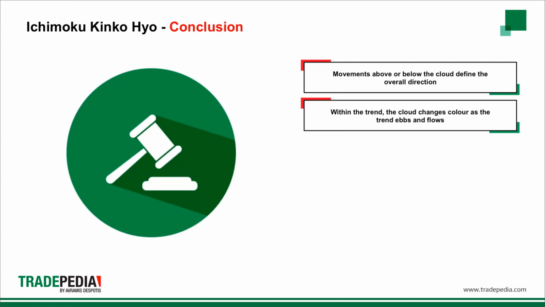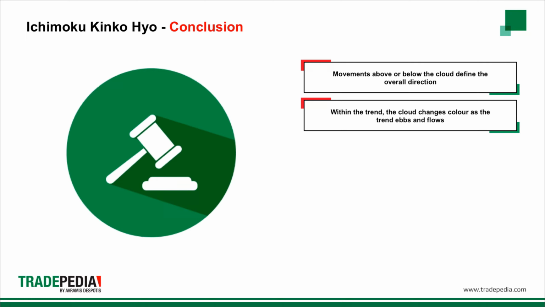So Tenkan-sen and Kijun-sen generate signals for us: a bullish signal and a bearish signal. A bullish signal just means that you want to buy, you want to go long. Whereas when it generates a bearish signal, it means that I think prices are going to go lower, I want to sell. So you profit from the selling. So that's a bearish signal.